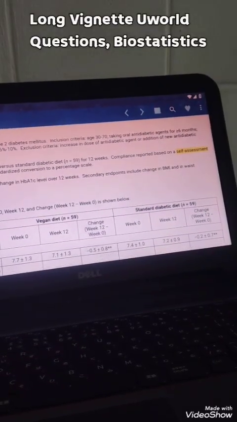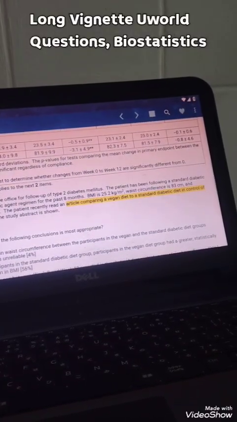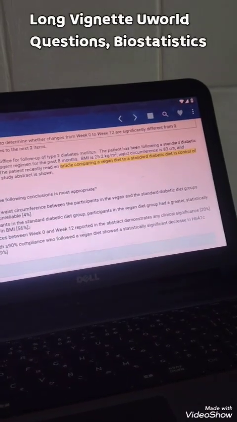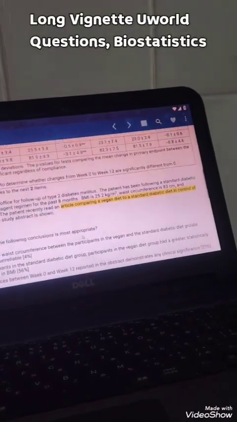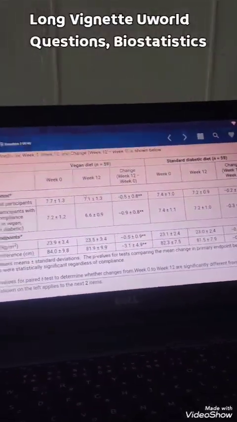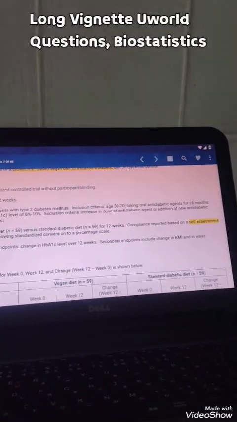Once you are done reading the question, always scroll down to what they are asking from you. You can see that based on the abstract, which of the following conclusions is the most appropriate. Now you see that they are asking for the conclusion, so you will focus on the table in this question.